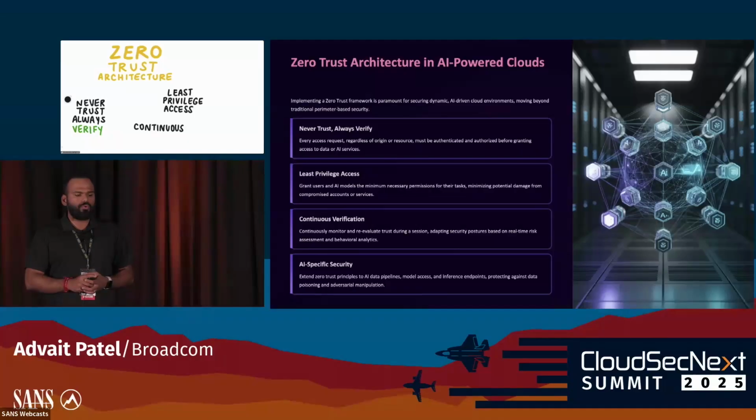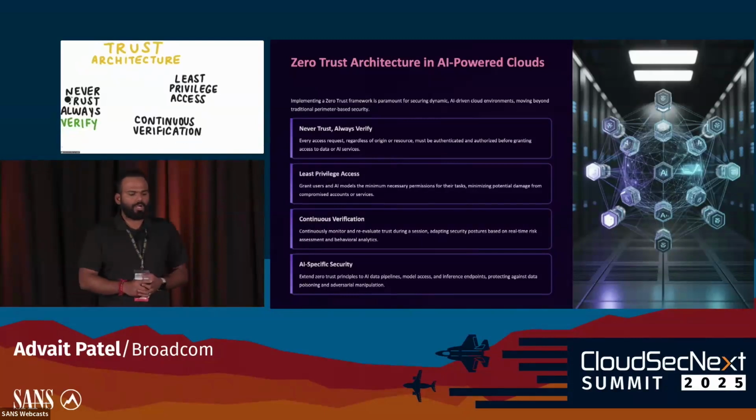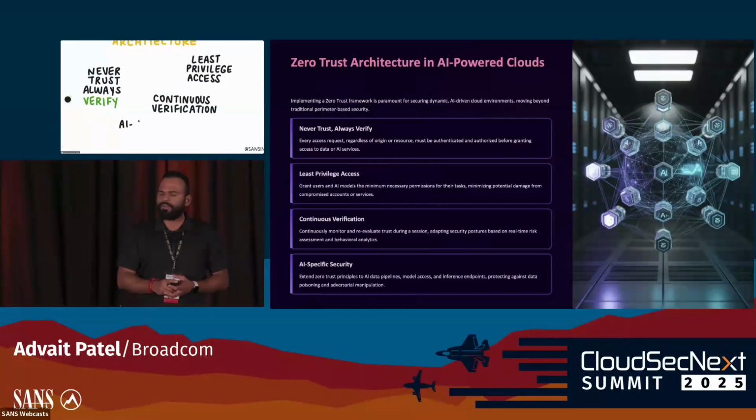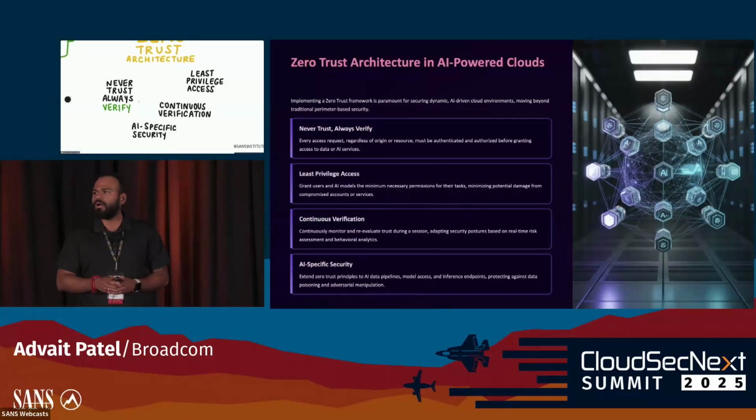And also we need to implement AI-specific security. We need to extend zero trust principles to AI data pipelines, model access, and inference endpoints. We also need to protect against data poisoning and adversarial manipulation. So these are the techniques which we can use and implement in AI-powered clouds, where we can use the help of AI.